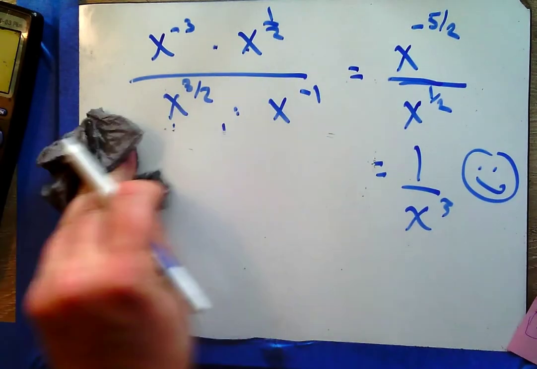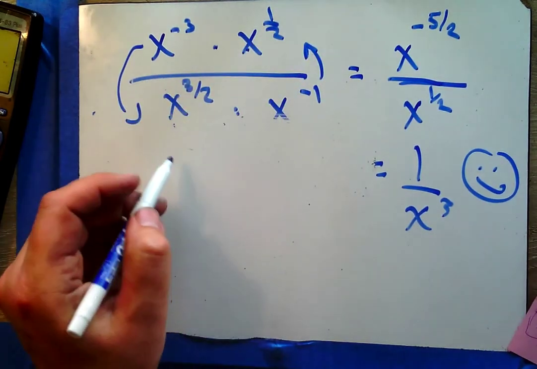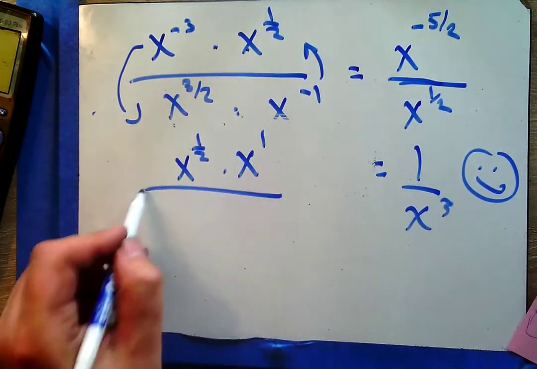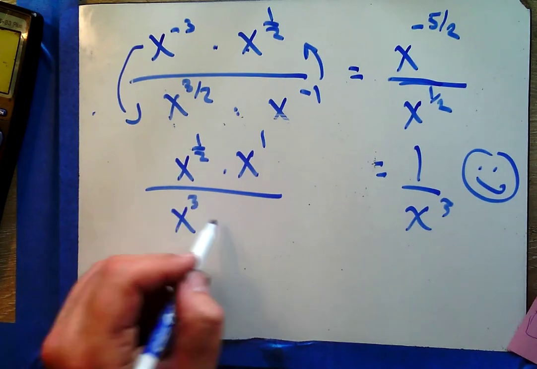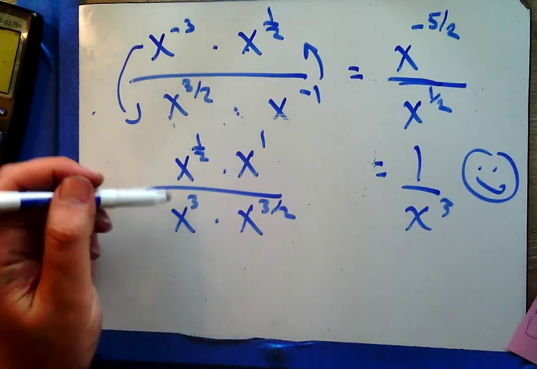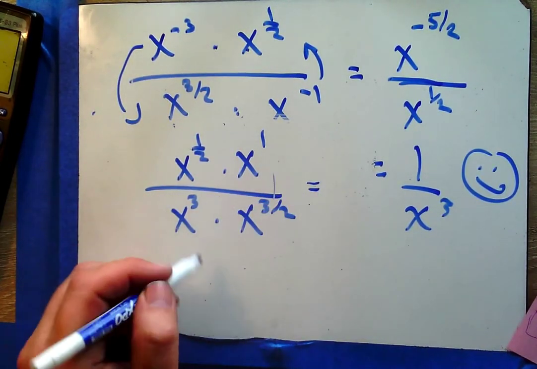Sure. Most students like to move those negative exponents. So we've got x to the 1 half times x to the 1 over x to the third times x to the 3 halves. Now what you're going to do? You're going to go this way, or you're going to go this way. Doesn't matter to me.